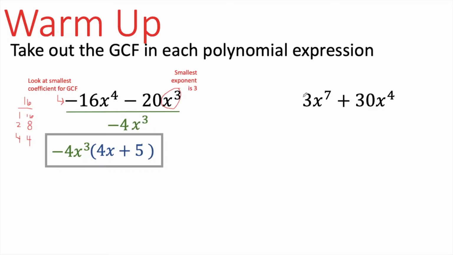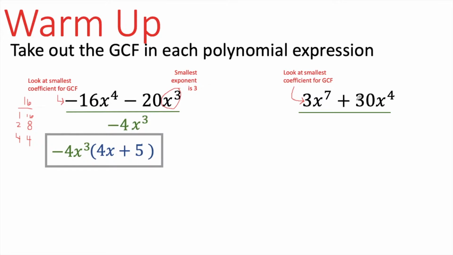Over here on the second problem, I'm going to look again. This first term is not negative, it is positive, so we don't have to worry about that this time. So again, we're just going to look at the smallest coefficient, which is 3. So I'm going to see if I can divide 3 out of my other term.